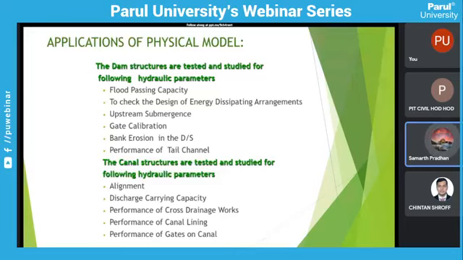Then gate calibration can also be done. You can operate the gate. Suppose you have designed the gate so that a certain discharge passes through it, and a 5 centimeter gate opening is needed. On this opening, how much discharge is passing? Whatever was calculated, is it passing or not? That can be tested on the model.